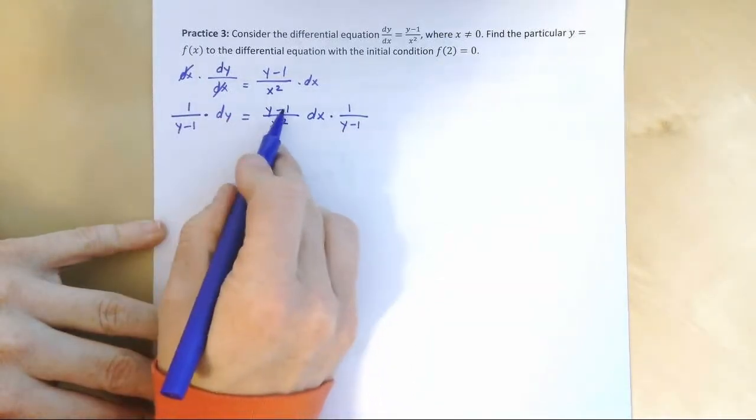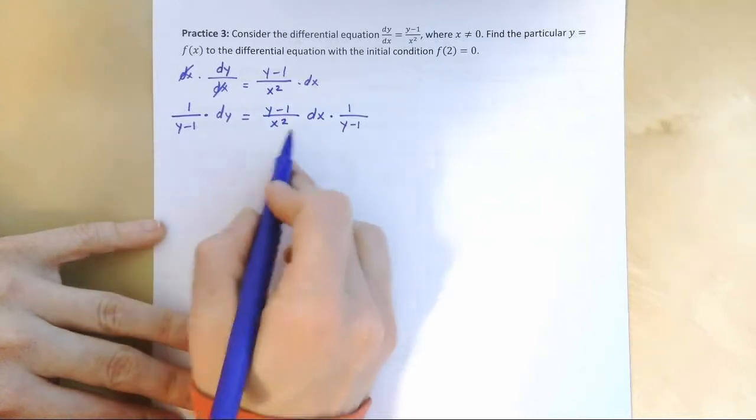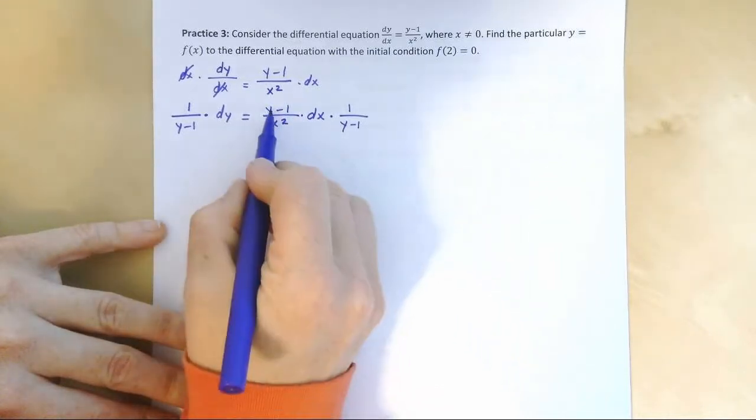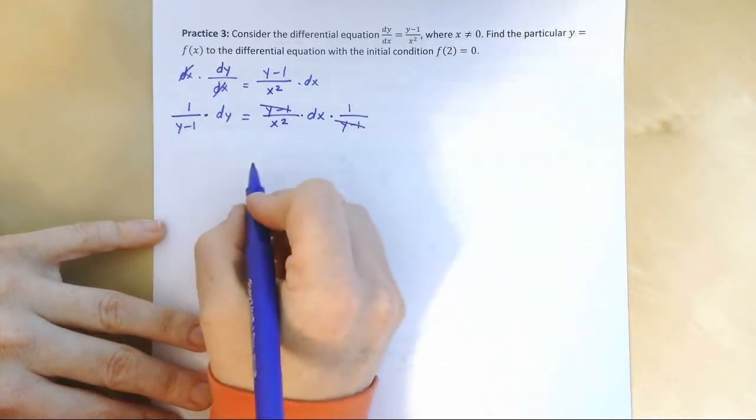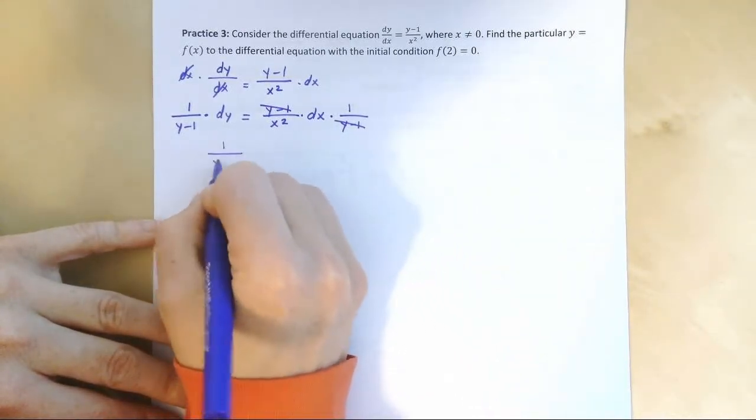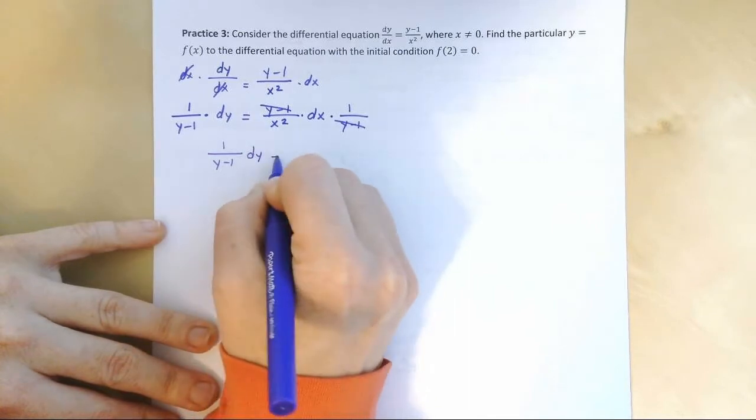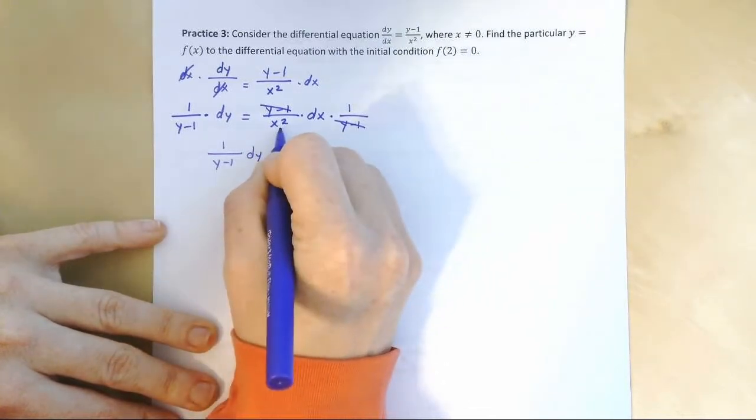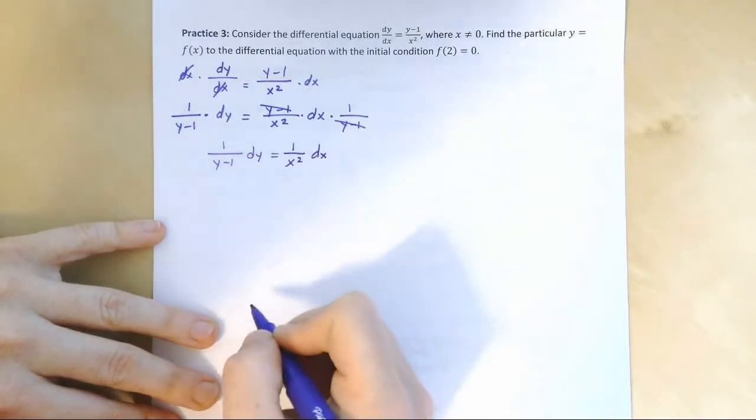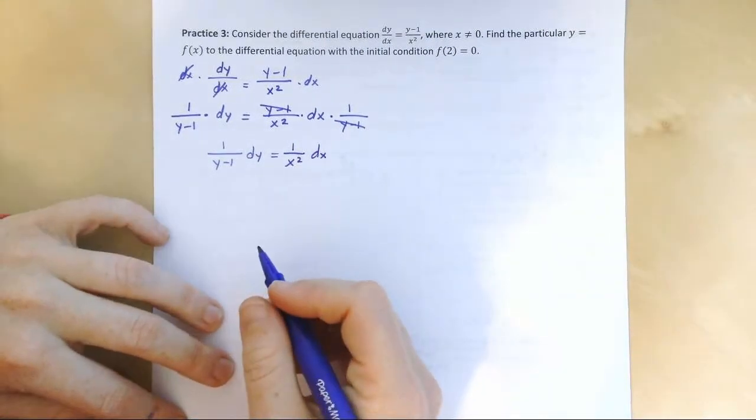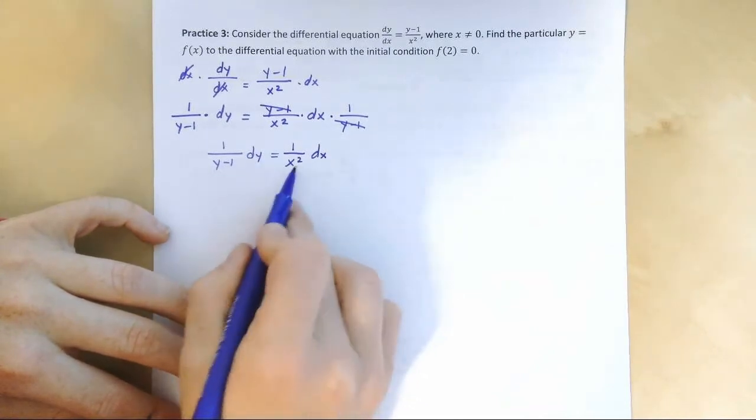So you see how it was in the numerator, it moved to the denominator because it was separated by multiplication here. So these cancel, and we are left with 1 over y minus 1 dy equals 1 over x squared, don't forget your x squared, 1 over x squared dx. Okay, cool. Next step, we've separated. Y is on one side, x is on the other.